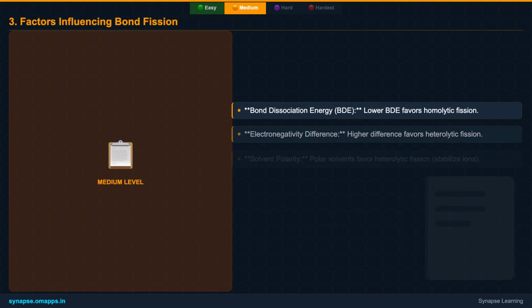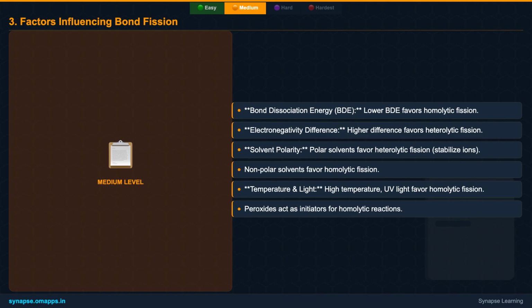So, how do we decide which type of fission occurs? It's a combination of factors. Low bond dissociation energy favors homolytic cleavage. A significant electronegativity difference between atoms favors heterolytic cleavage. Polar solvents, like water, stabilize ions and thus promote heterolytic fission, while nonpolar solvents favor homolytic fission. High temperatures and UV light are excellent sources of energy for homolytic bond breaking.